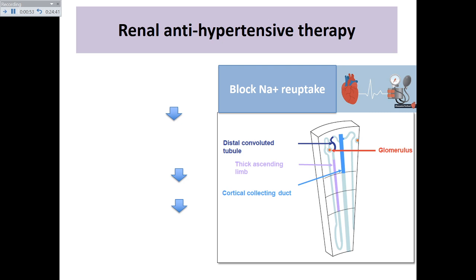And as you know, sodium creates osmolarity. When there is sodium inside blood, it will draw water to itself. That's why they benefit from this by blocking sodium reuptake. So sodium goes to the lumen of the tubule in order to create a higher volume of urine.